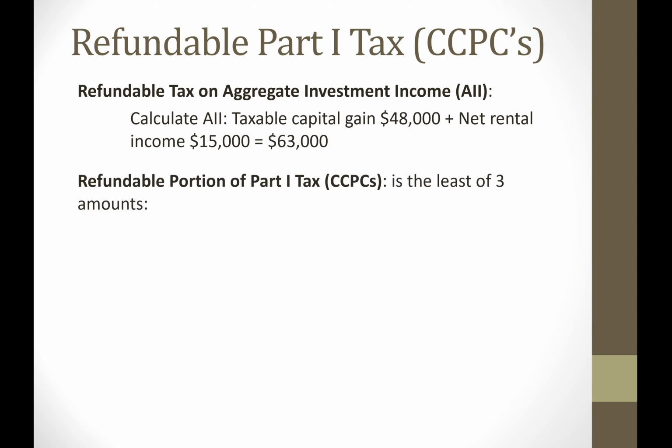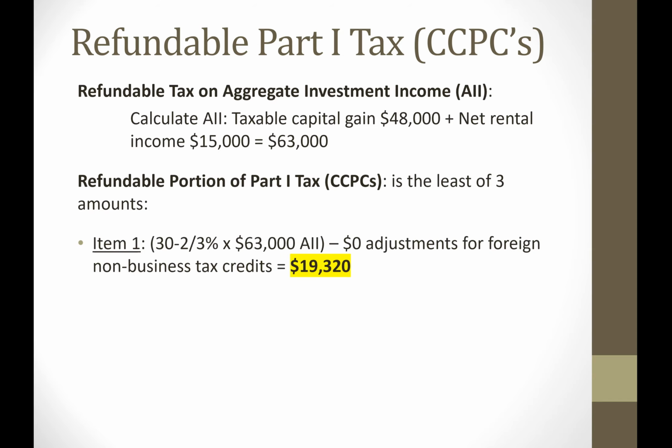Then we can move on to the calculation of the actual refundable tax that Bowen Ltd has to pay. It's the least of three amounts. The first amount is 30 2/3% times the AII of $63,000. Now there is an adjustment, as you can see here on the slide, for foreign non-business tax credits, but Bowen Ltd does not have any, so that amount is 0. Item 1 then would be $19,320.